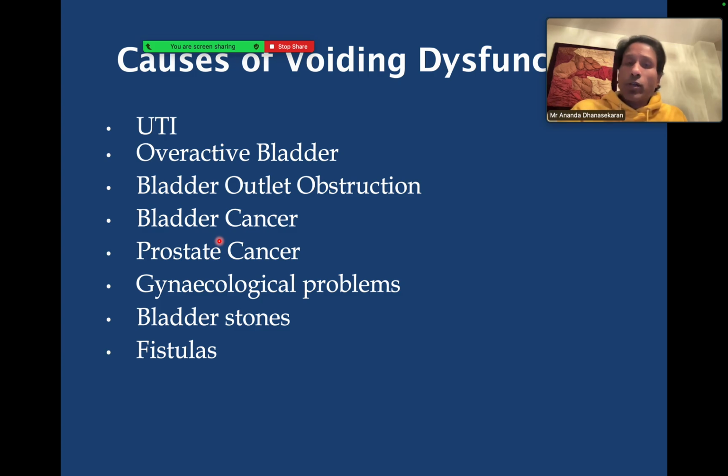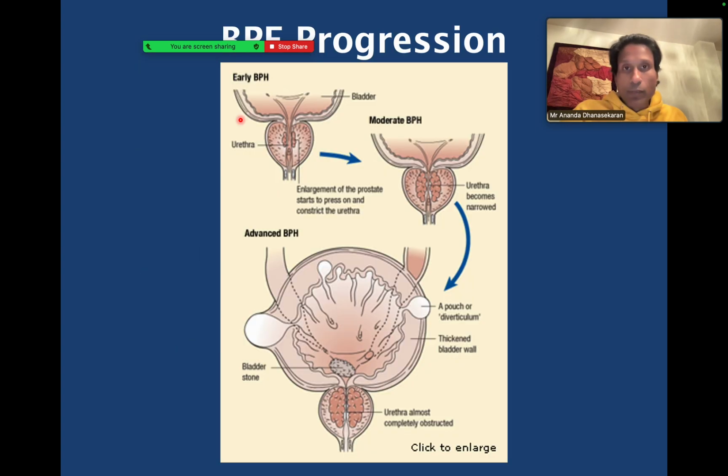And what are all the causes for a patient to have voiding problems? As I said, we have 2 sets. One is storage problems, the other one is voiding problems. So voiding problems could be due to UTI. The bladder can cause voiding problems, like overactive bladder, bladder outlet obstruction. It could be cancer of the bladder or the prostate. In a woman, gynecological problems, for example prolapse. If vaginal prolapse happens, it can cause bladder outlet obstruction, resulting in a woman having voiding symptoms. Stones can cause problems and fistulas can cause problems.